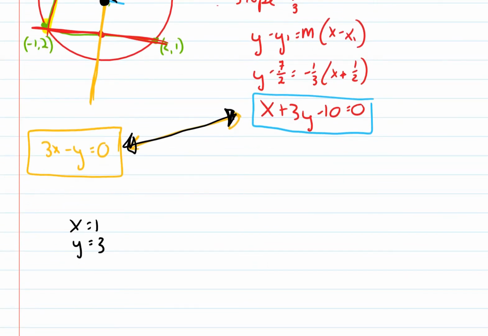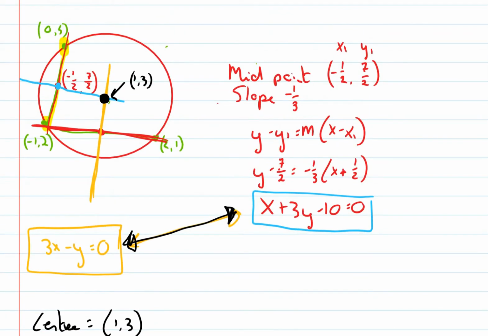I have the center of the circle then, so I'll write it down. Center equals (1, 3). I want to find the radius, which is the distance from the center to the outside of the circle. Now, how do I do that?